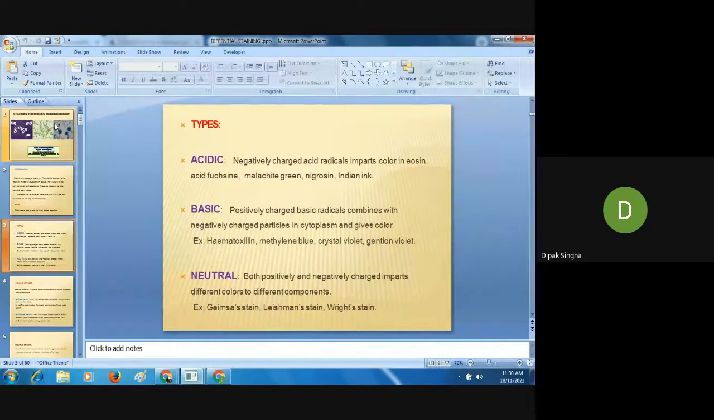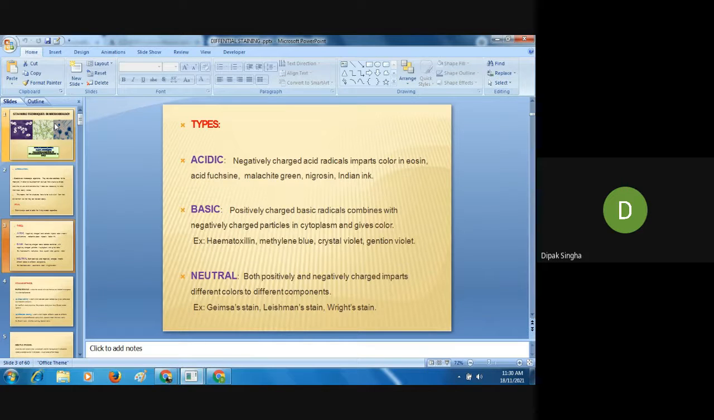There are different types of stain like acidic, basic and neutral. Acidic stain has a negatively charged acid radical; important ones are eosin, acid fuchsin, magenta green, nigrosin and Indian ink, which are used as acidic stains. Basic stain is positively charged. This is very important in your GPAT examination.